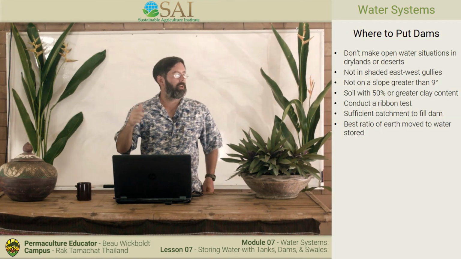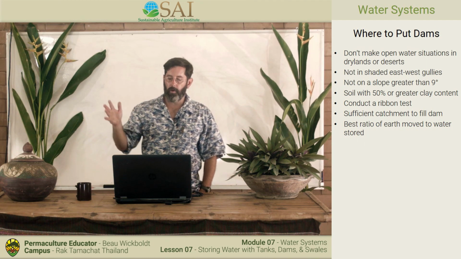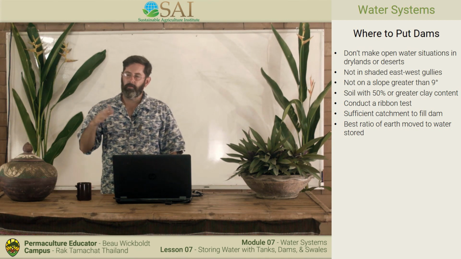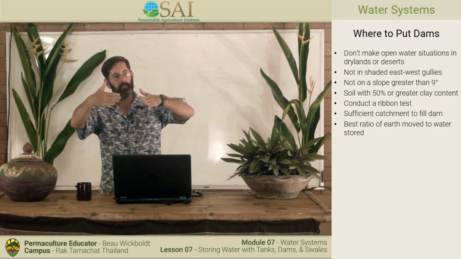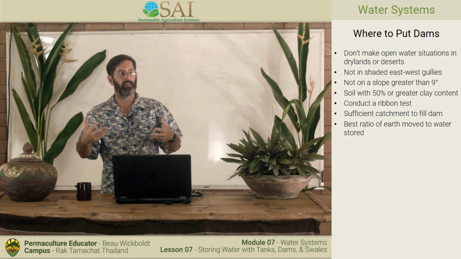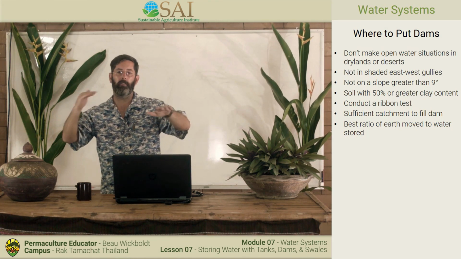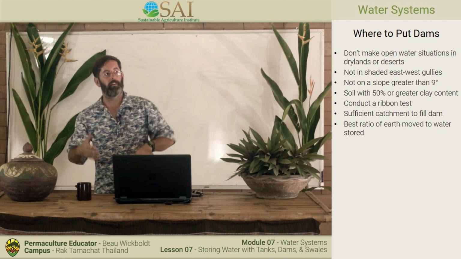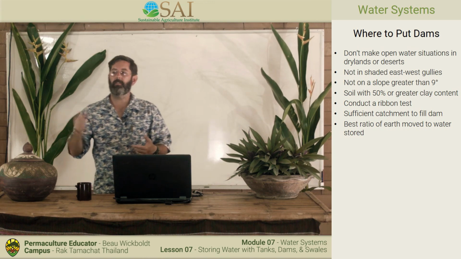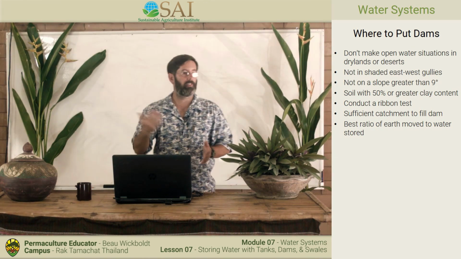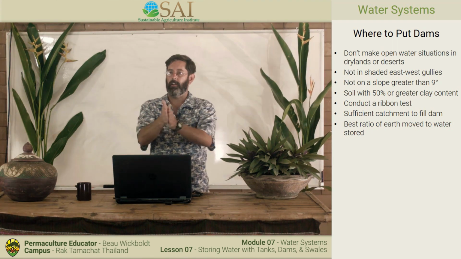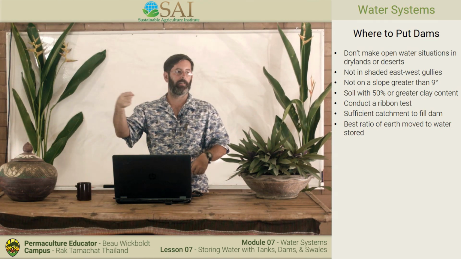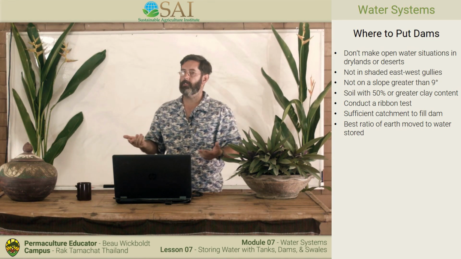If we do your dams, think about this though. Don't make open water situations in dry lands and deserts because you'll have too much evaporation. Don't put your dam in a shaded place because if it's too shaded, it'll become septic, okay? So you need to think about having enough sun, but not too much wind. And don't put it on a slope of more than 9 degrees because more than likely it won't hold water and the dam will break. For soils, you need at least 50% clay, and you can test clay very easily. If I take soil and roll clay into a ribbon and I can bend it over my finger, it has more than 50% clay. If it breaks, less. Okay, super simple test.